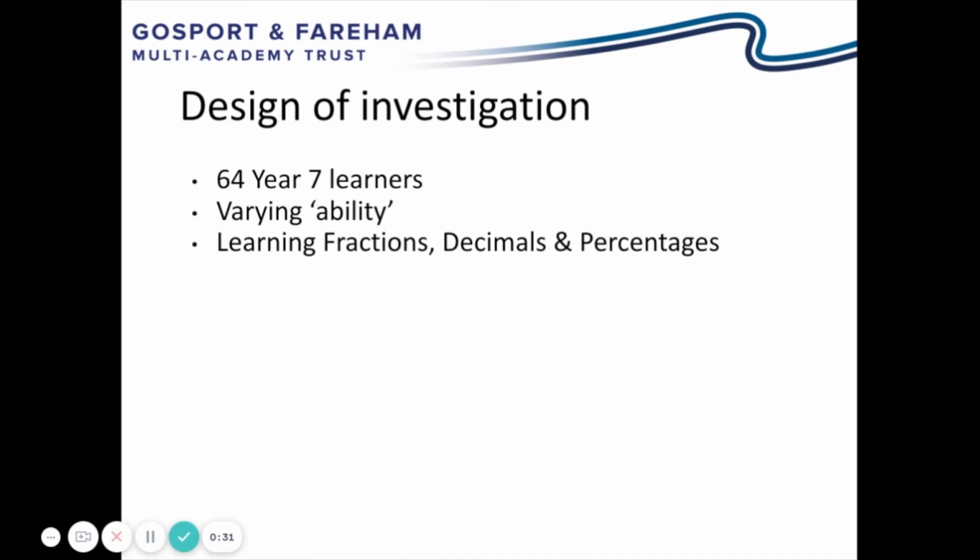The investigation featured 64 Year 7 learners of varying ability who were studying fractions, decimals, and percentages. The choice to select this specific group of learners was partly due to their reduced exposure to the learning in a secondary mathematics classroom compared with other year groups. This is because they had only just transitioned from primary school. This is in addition to the fact that the majority of their first year at secondary school was experienced virtually due to the complications of the COVID-19 pandemic.